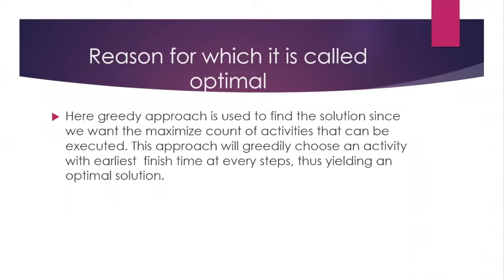Here I will explain the reason for which the activity selection problem is called optimal. Here, the greedy approach is used to find the solution since we want to maximize the count of activities. And the greedy algorithm approach chooses the activity with the earliest finish time in every step. And that's why the activity selection problem is called optimal.